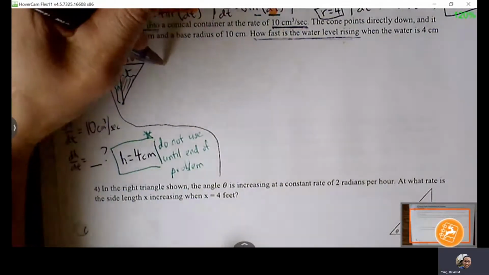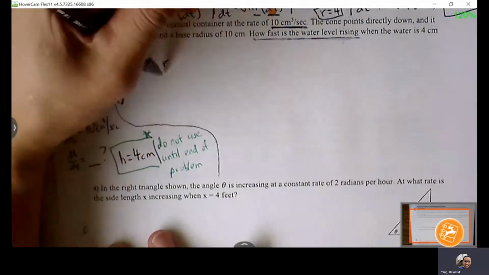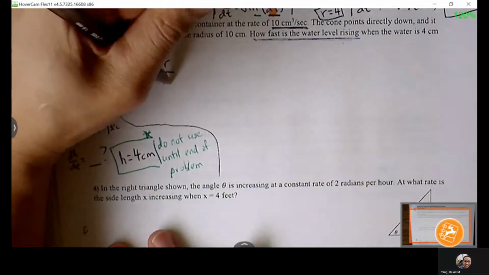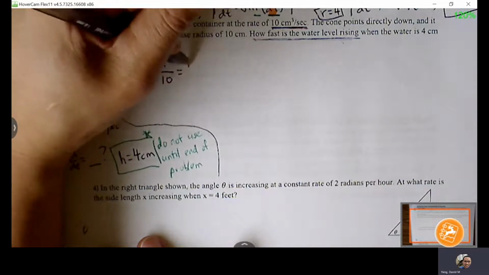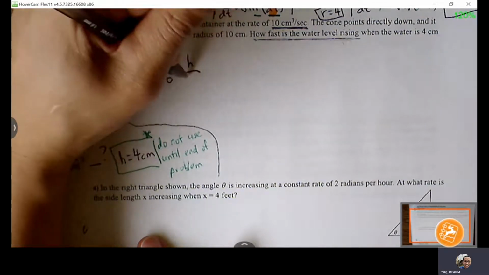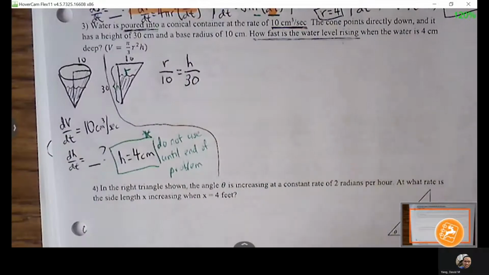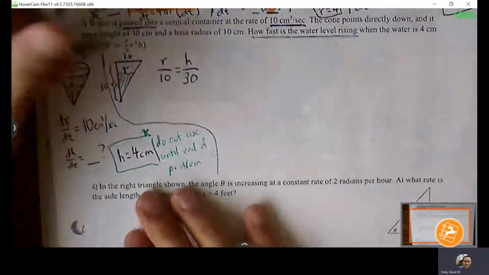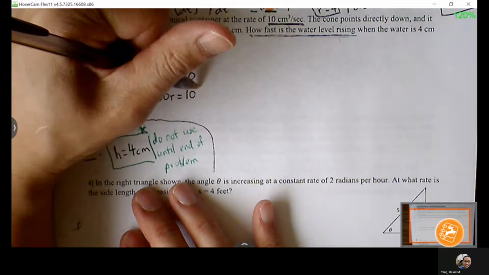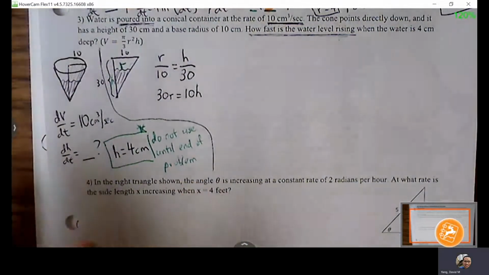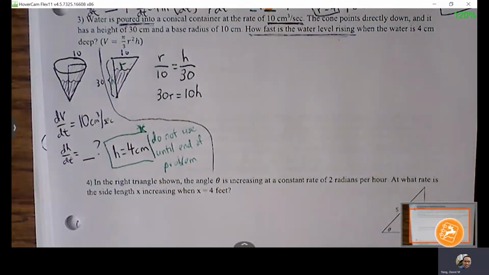So we can say the radius of the small cone is to the big radius, as the height of the small cone is to the height of the large cone. Cross multiply. And now the next decision we have to make is, do we solve for R or do we solve for H?